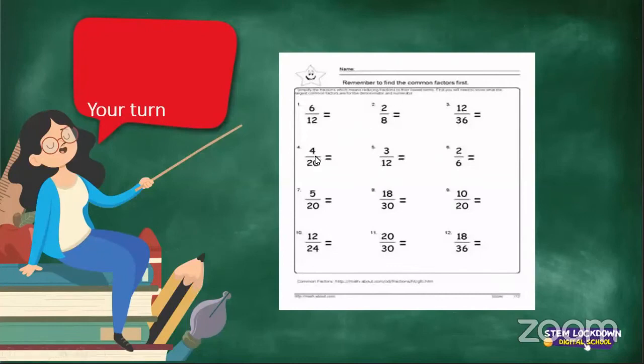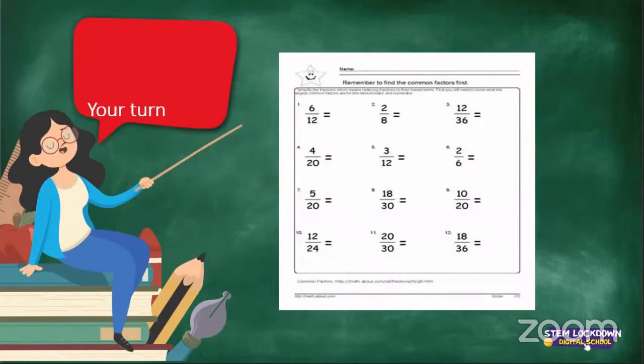Number 4, we have 4 over 20. We'll use 4 as the divisor. 4 goes into 4 once, and 4 goes into 20 5 times. So we'll have 1 over 5. Now number 5, we have 3 over 12.